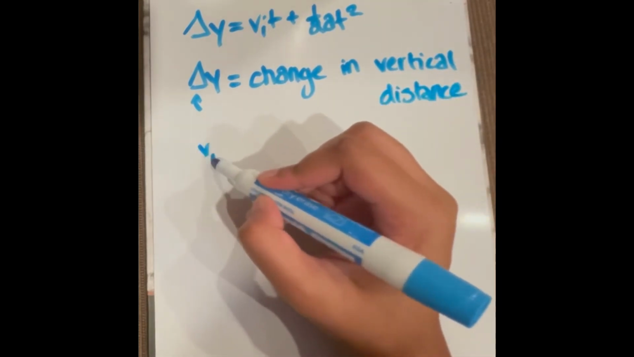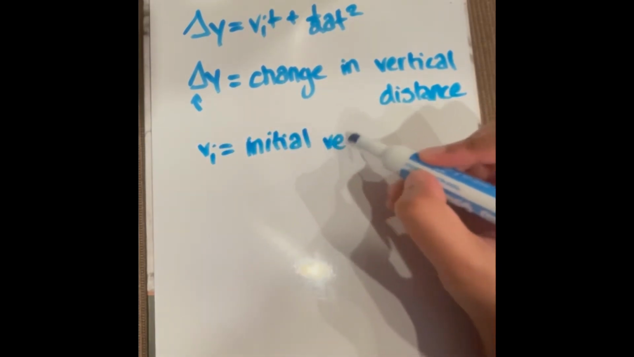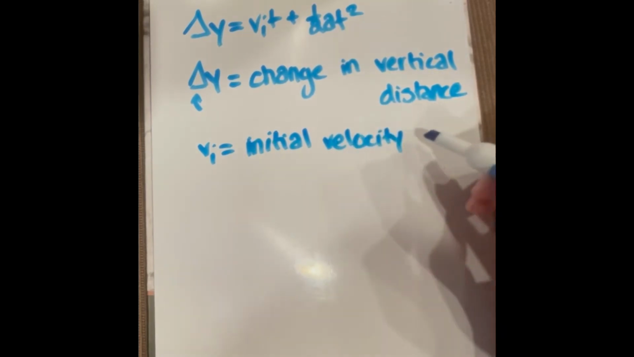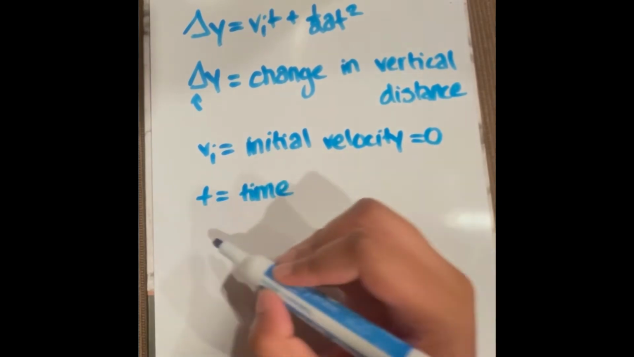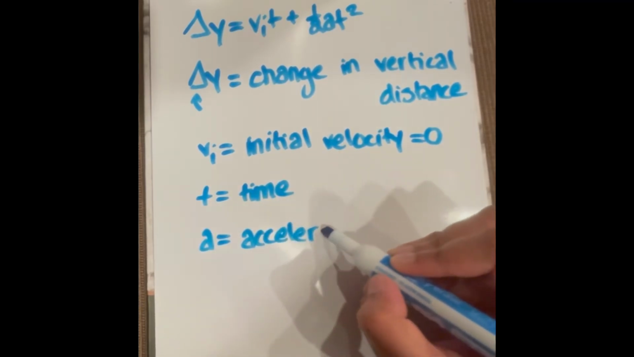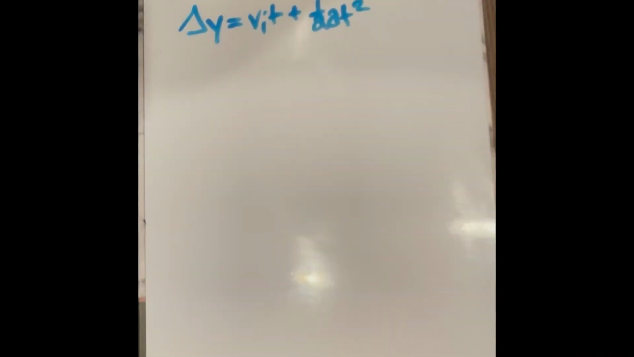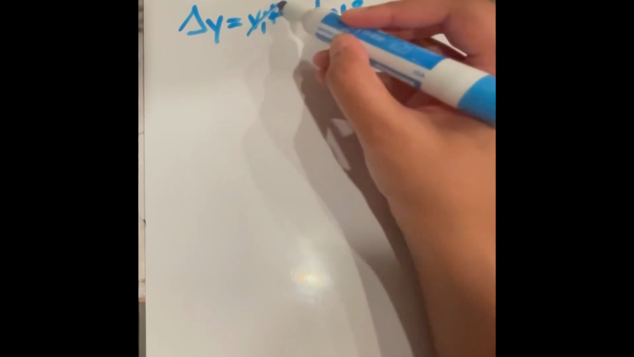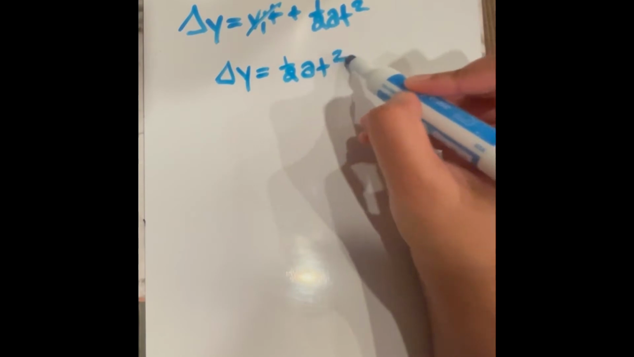Next, we have v initial. This is the velocity of the ball right when it's dropped, and in this scenario, v initial is going to be equal to 0. The t here stands for time, and the a stands for acceleration. Since we're trying to find acceleration, our first step should be to make the rest of the equation equal to it. We already said that v initial equals 0, so this first term is canceled out. We're left with delta y equals 1/2 acceleration times time squared.